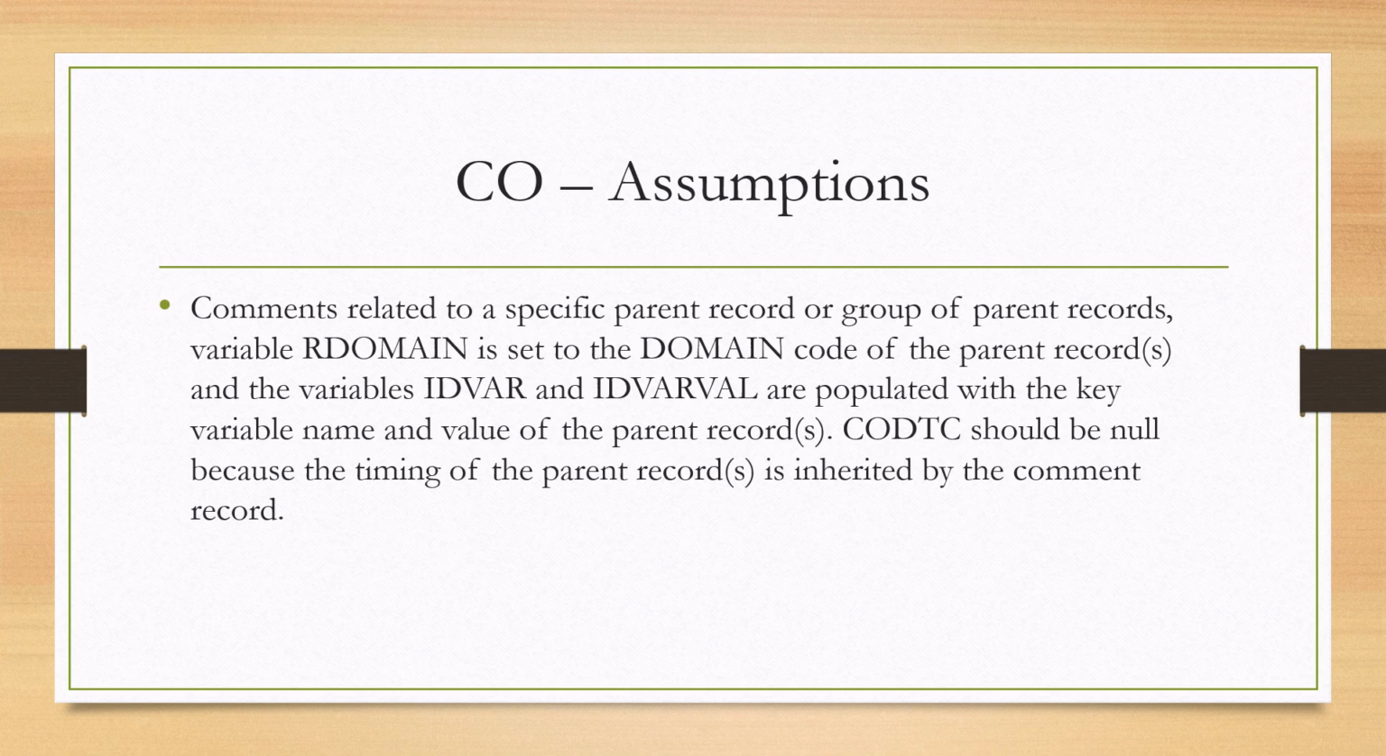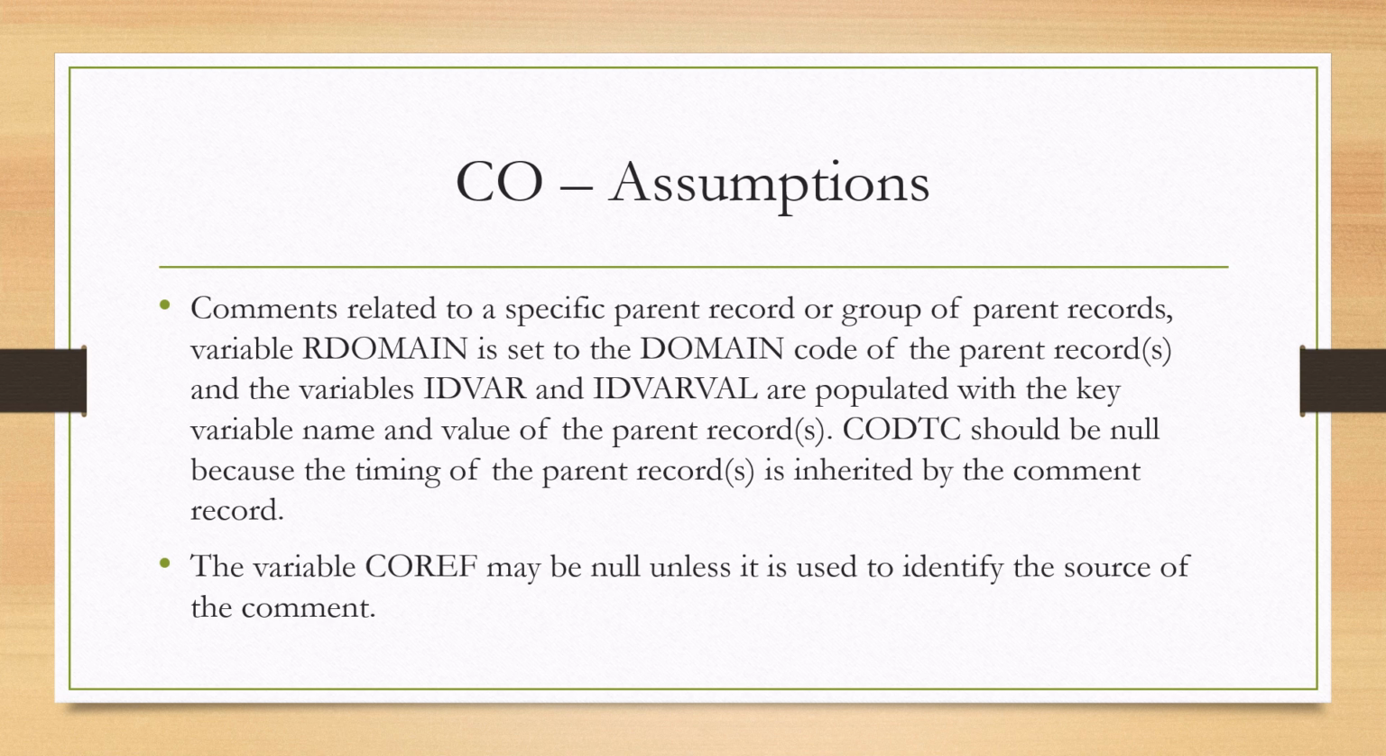Because we have the complete information, using these three variables we can easily identify the parent domain and parent record. We do not need the information of CODTC, and CODTC should be null, because we know which parent record and parent domain this comment relates to. So in this scenario, CODTC should be null.